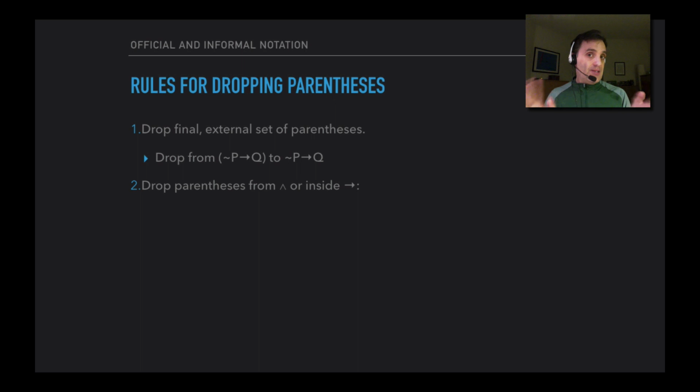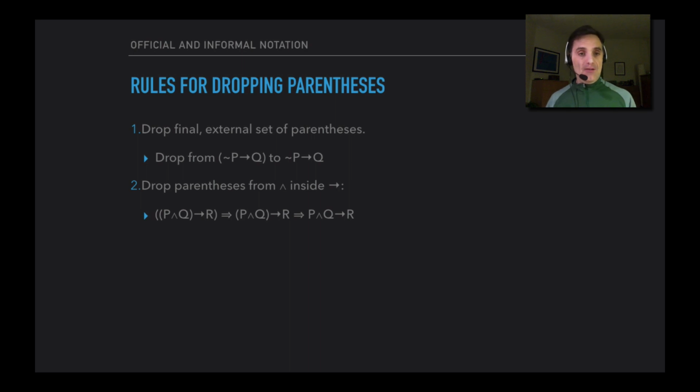So if a sentence is missing parentheses, you're going to put them around the whole thing, and that means it's not going to be a negation. It's going to be either a conditional or a conjunction. Our second rule says when you have a conjunction inside of a conditional, you can drop the parentheses from around the conjunction. So, like this.